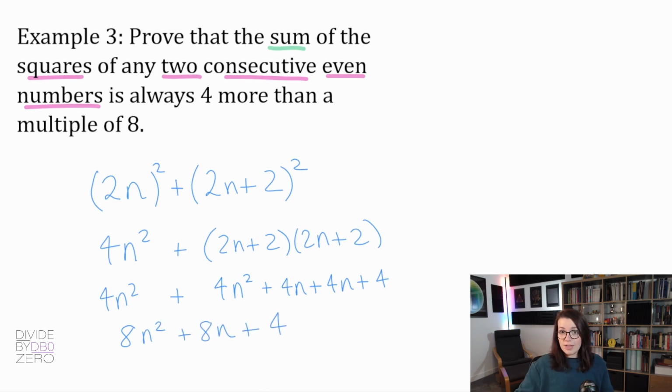How do we show that this is 4 more than a multiple of 8? Well, you can take the 8 out of the first couple of terms, and that therefore is a multiple of 8, and then you can just stick the 4 on the end. So that shows that you've got your multiple of 8 there. 8 times anything is a multiple of 8, plus 4.